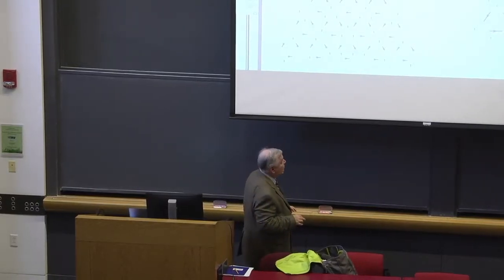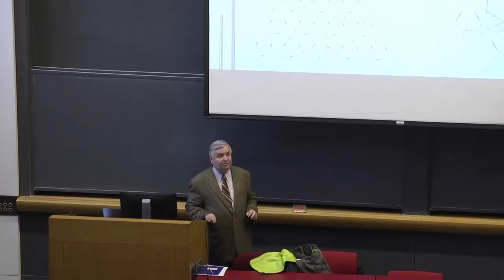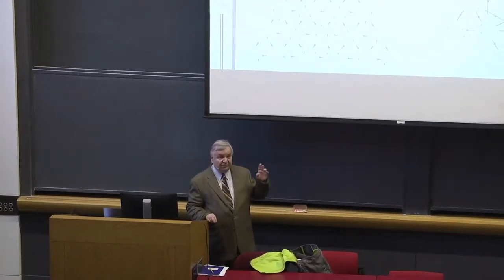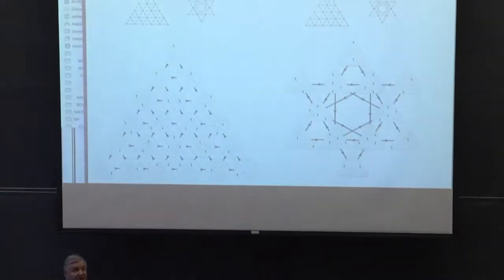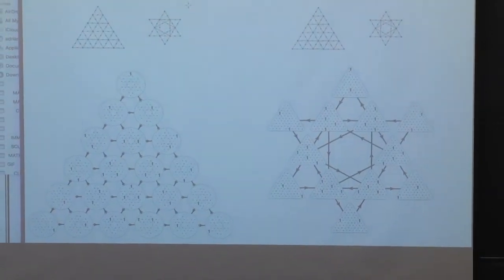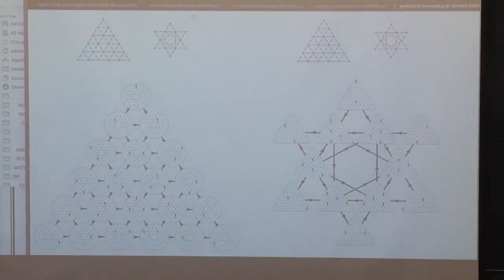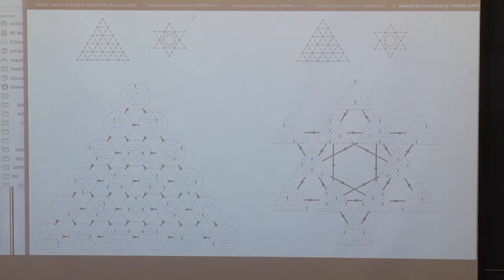Okay, so let's start. What you see here and what we're going to use are some essential paths. This is one of the exceptional graphs for SL3, for mathematics of SL3. And these are the essential paths. So let me start to describe what's going on.